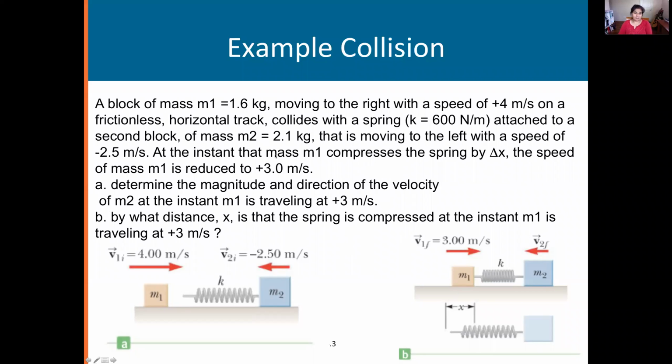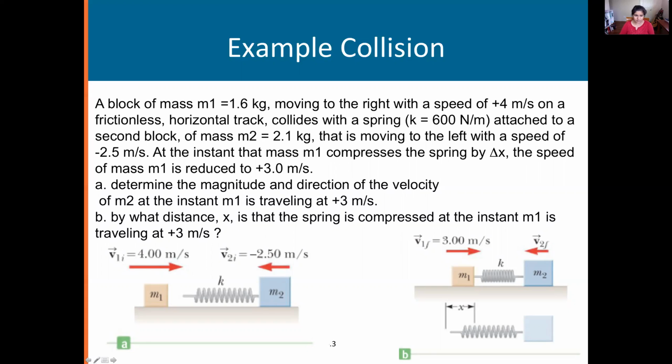It does not say that they join together, so you cannot assume that it's perfectly inelastic, okay? So you need to write out the total momentum before collision, and then the total momentum at the final position when this block is moving with a velocity of 3 meters per second to the right, yeah? Because that's the instant that we are interested in. So final doesn't mean it's final resting position. Final is just the position or the velocity that you are interested in.